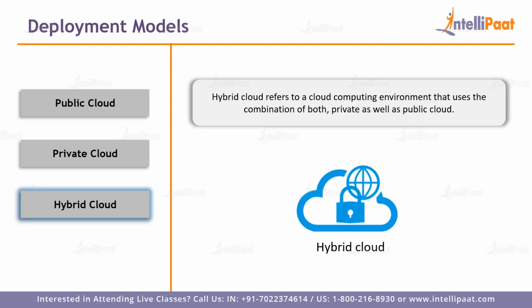Finally, hybrid cloud. Hybrid cloud is a combination of both of these, private and public, because most of the companies go by this. So let's say Amazon will also use a public cloud and a private cloud, or any company you name it, they will have a private and a public cloud. This is the most commonly used deployment model.